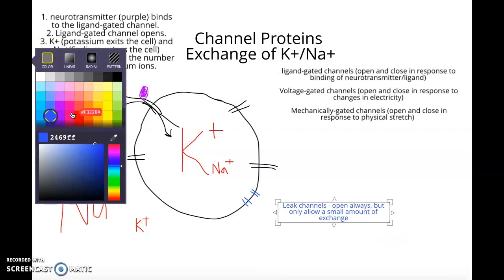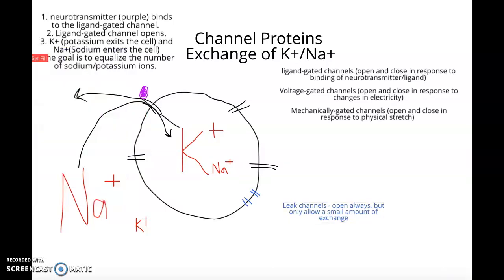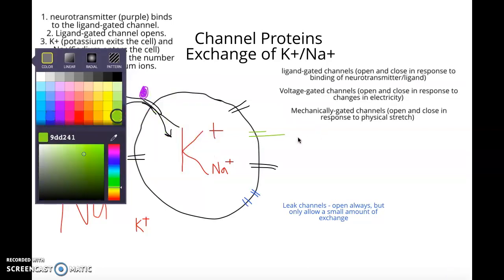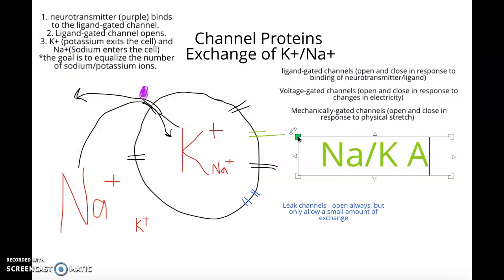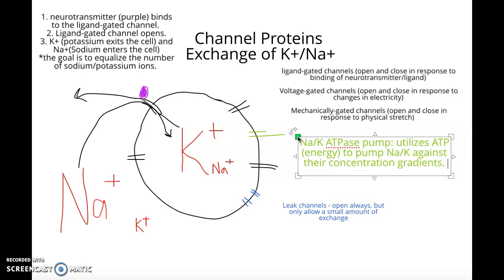The other type that's really, really important, I'm going to do here in green, we have other pumps called the sodium potassium ATPase pump, and this is probably a review for a lot of you. So sodium potassium ATPase pump. So this utilizes ATP, which is energy, to pump sodium and potassium against their concentration gradients. So here we are exchanging sodium and potassium against their gradients, and we use ATP to do this.